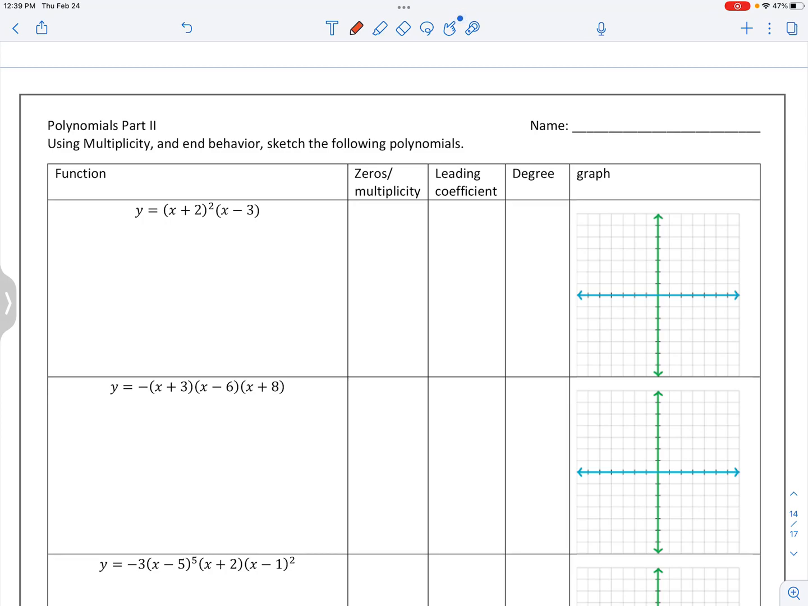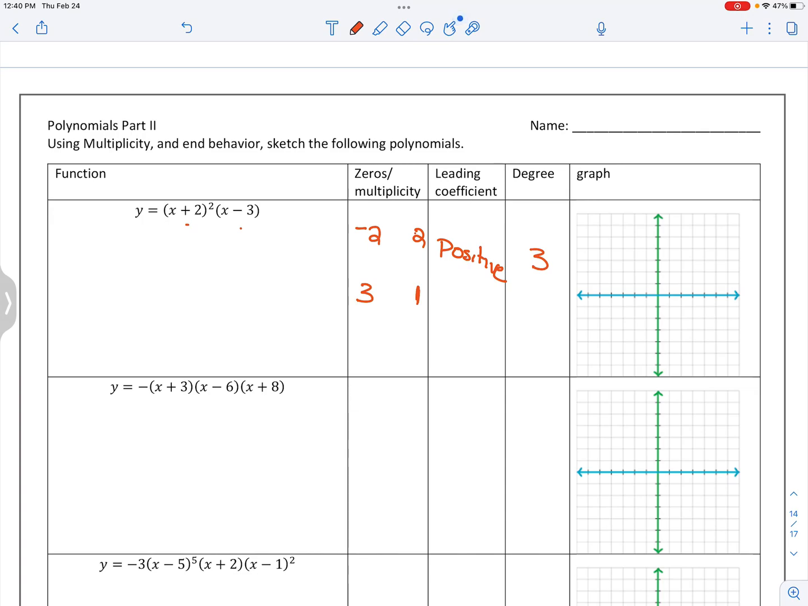So we can tell from this graph that it has a 0 at -2 and it has a 0 at 3. At -2, the multiplicity is 2. At 3, the multiplicity is 1, which means 2 plus 1, that means that's a third degree polynomial. And our leading coefficient is positive.